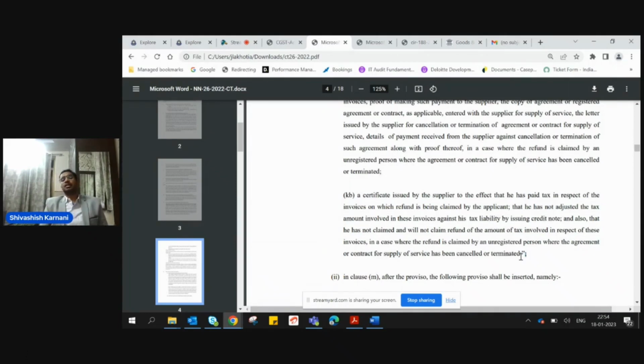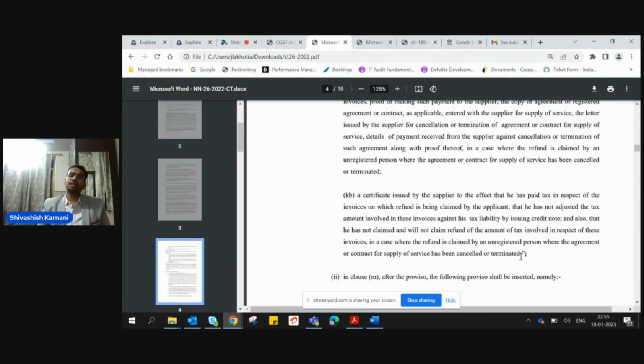Now, what does this mean? It basically says we have to take a certificate from the builder, developer, or insurance company that they have deposited the amount of GST which was collected from us to the government, and they haven't refunded us the amount of GST.